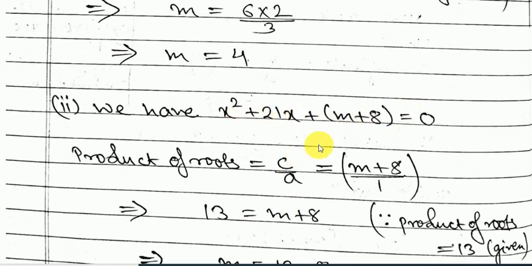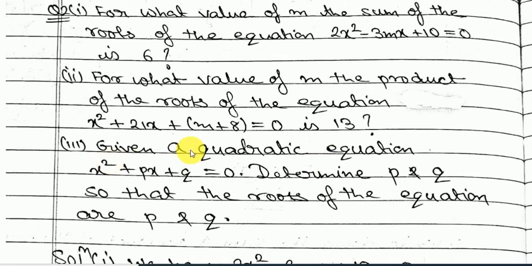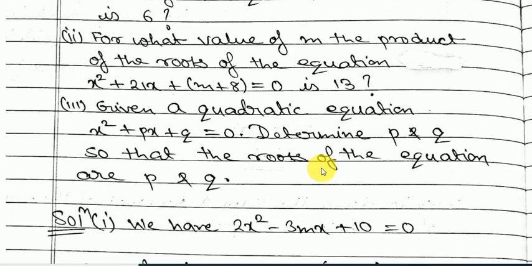That means if in place of m I have 5, then the product of the roots will be 13. Okay, and question number 3: given a quadratic equation, this is the quadratic equation given to us, we have to determine the values of p and q. So here p and q are there. We have to determine the values of p and q so that the roots of the equation are p and q, so that the roots are also p and q.